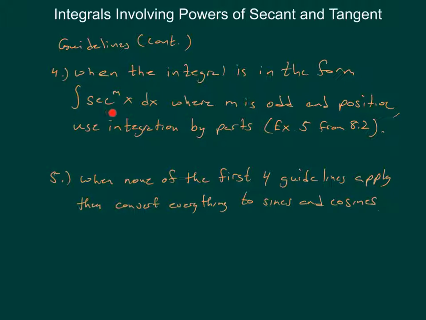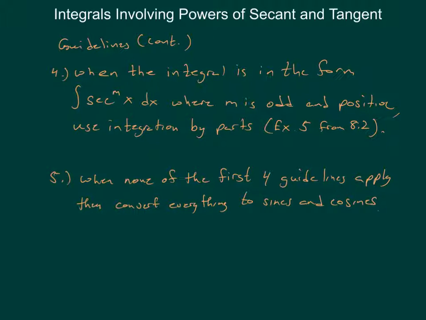Basically, what's going to happen when you have an integral of this form where it's just powers of secant, where the power on secant is odd and positive, you're going to use integration by parts similar to what you did in example 5 from 8.2. So, and that should also be in your notes when we took the integral of secant cubed. You're going to go through, let dv be secant squared, and then u is going to be secant to the whatever m minus 2 power is.